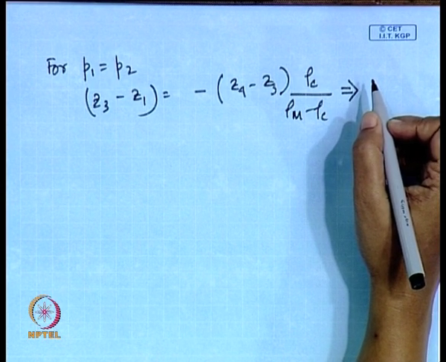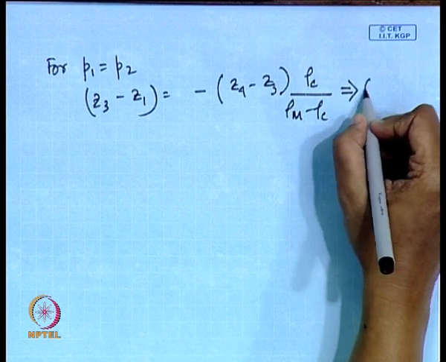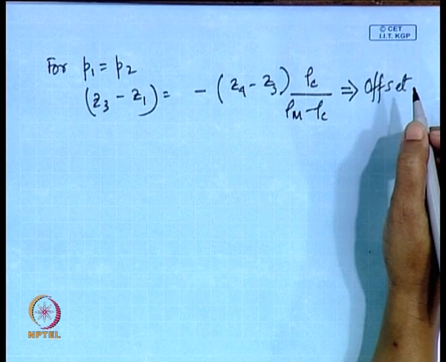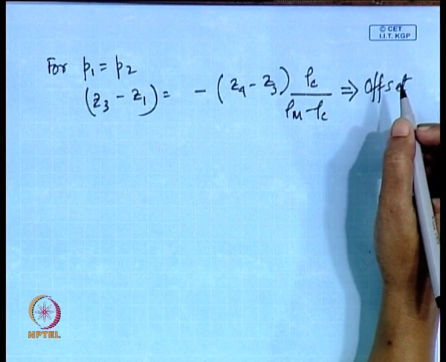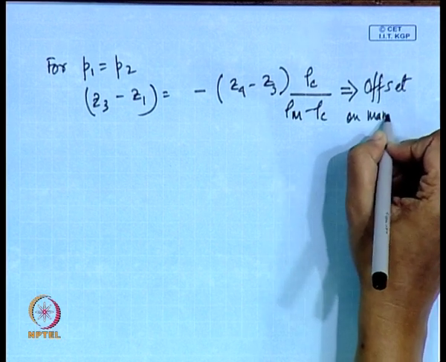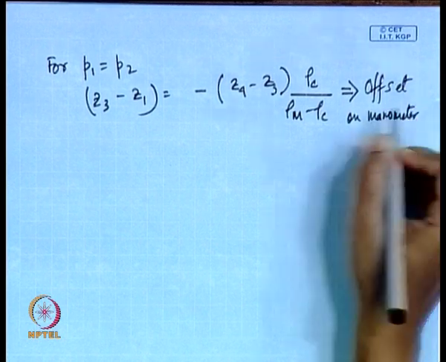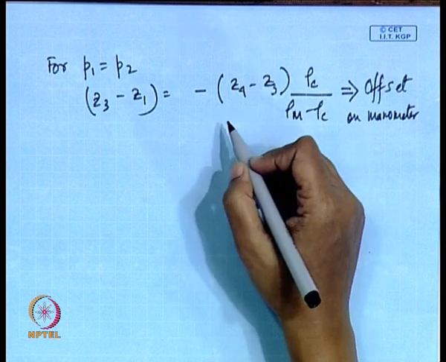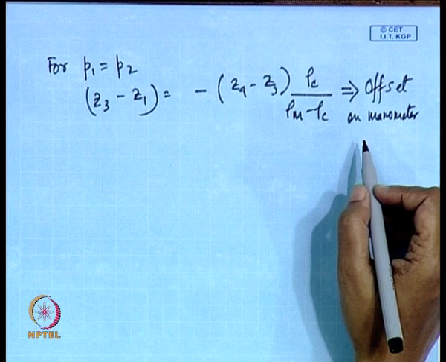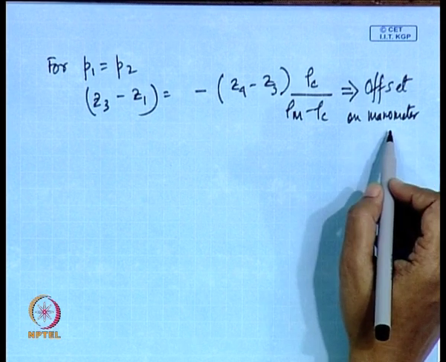What is this called? Have you heard of something like the offset in process instrumentation? So, this is the offset on manometer. This offset has to be kept in mind, that this offset has to be compensated or taken into consideration when we measure the pressure drop. So, on what does it depend?